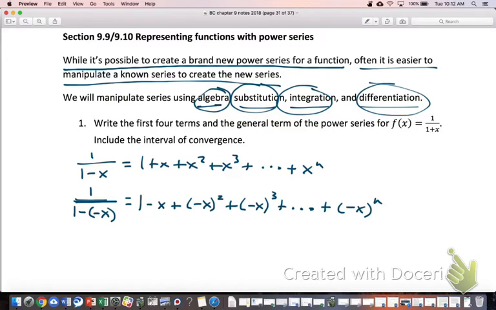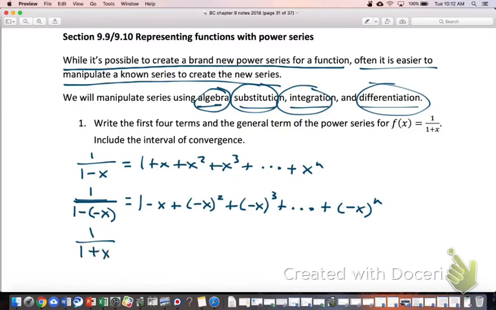What do you guys think? Is that valid? I think it is, isn't it? That's totally valid. All she did is she said, you know what, wherever I see an x, I would like to put a negative x. So here's why this is not only valid, but this actually addresses the objective here. Isn't 1 minus negative x really just 1 over 1 plus x? So this is our objective.